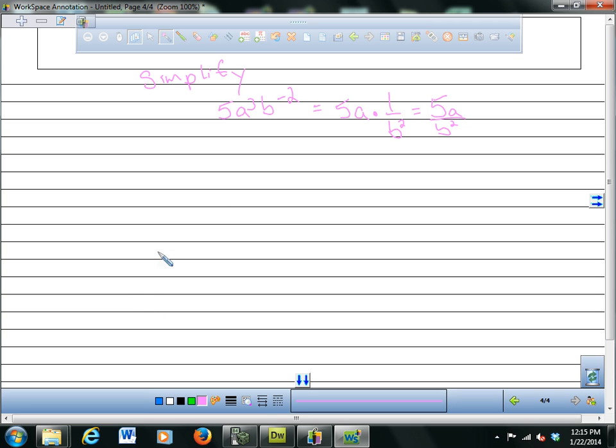They say simplify. Should do a to the third. Oops, sorry, I forgot the third. Thanks, Miss Lindgren. Okay? 5a to the third over b squared. Okay?